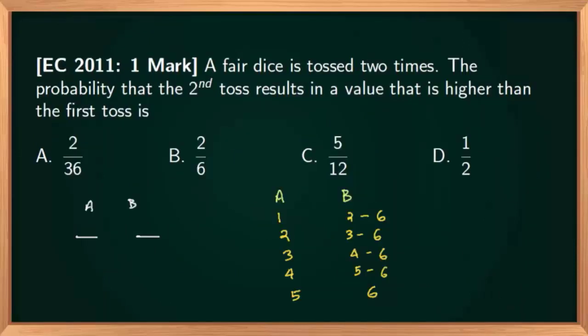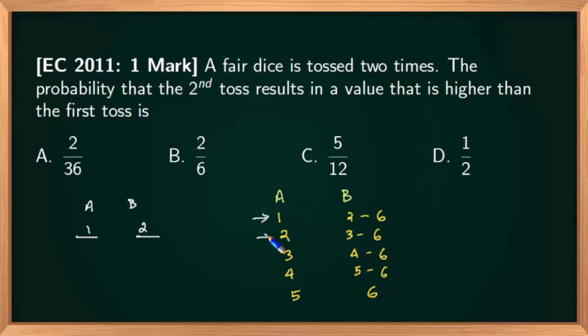A fair dice is tossed 2 times. What is the probability that the second toss results in a value that is higher than the first toss? So I need to find the probability that in the second toss I get a value higher than what I got in the first toss. I am representing A as the first toss and B as the second toss. Now if I get 1 as the value in the first toss, then if I get 2 or 3 or 4 or 5 or 6, my required condition is satisfied.